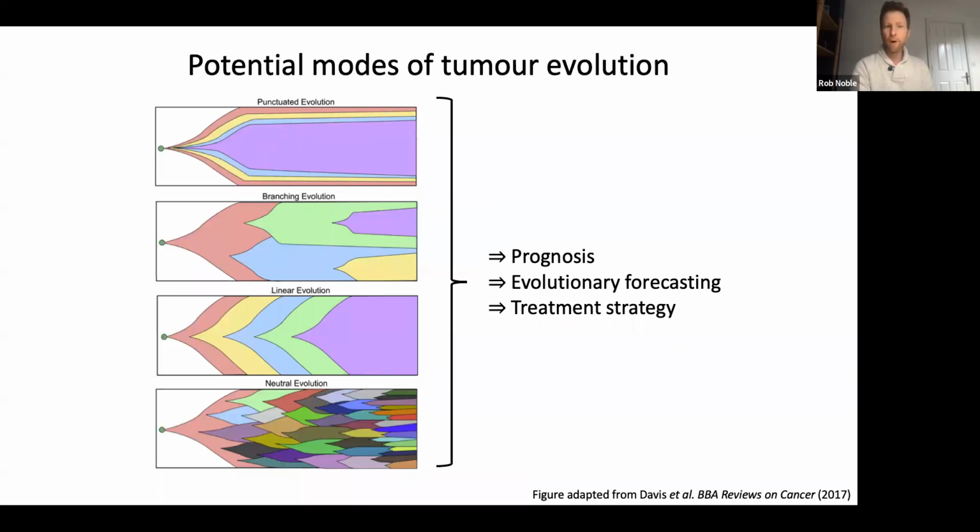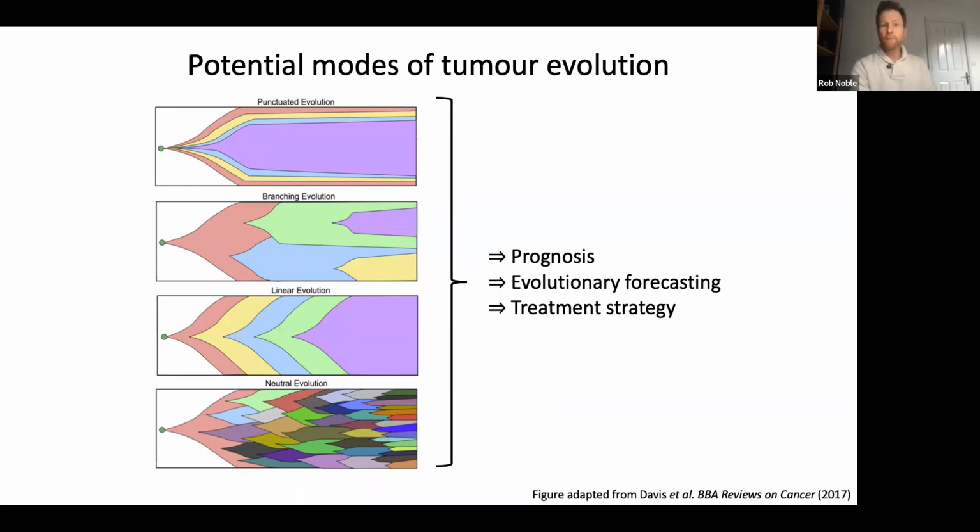The second case is branching evolution, whereby the evolutionary tree has a few branches, and these persist for quite long periods of time. The third is linear evolution. In this case, new variants emerge, new clones, which are fitter than the previous clones, and these achieve selective sweeps. So they replace most or all of their predecessors. So we get a succession of selective sweeps.